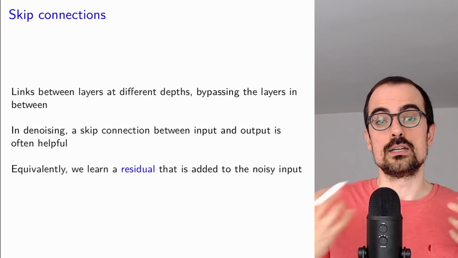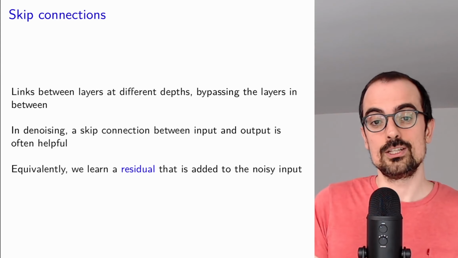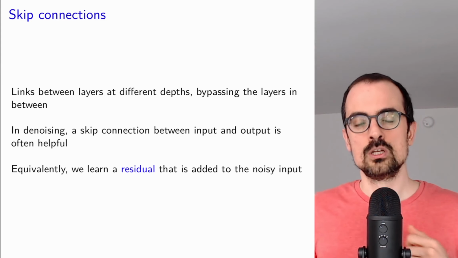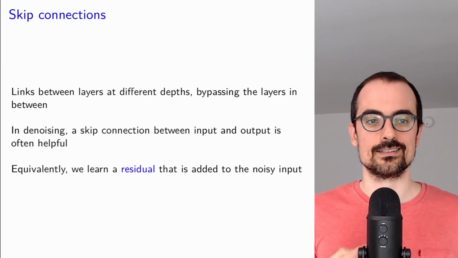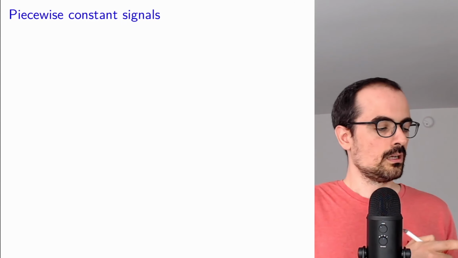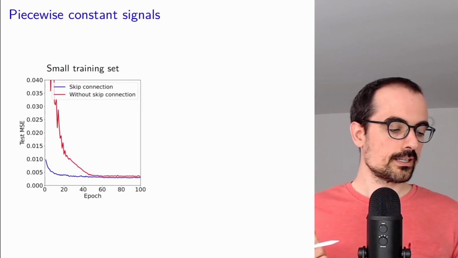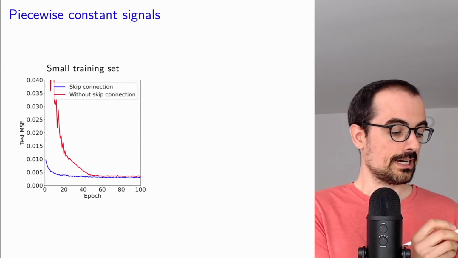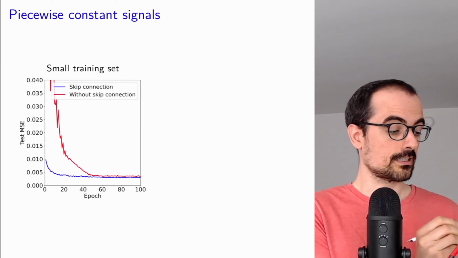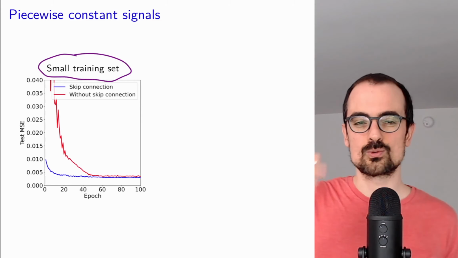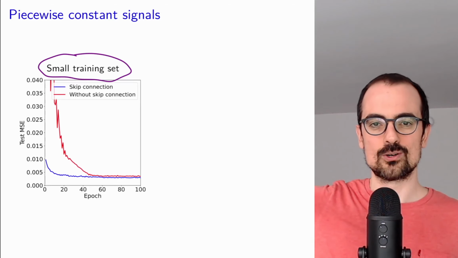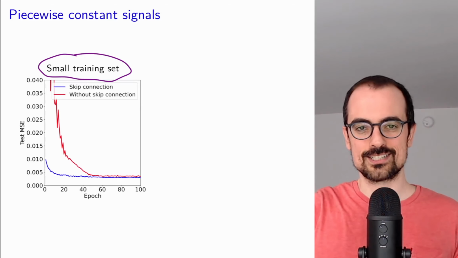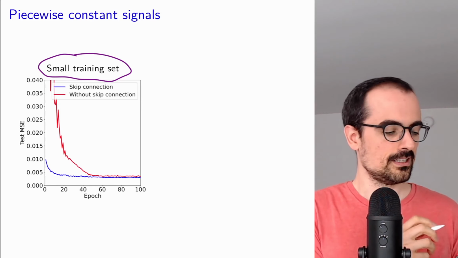In a way, the network learns the residual that needs to be added to the noisy input to estimate the clean signal. So let's take a look at what happens when we train a network like this for piecewise constant signals. When we use a skip connection and we have a small training set, this actually helps a lot. Again, because the network doesn't have to learn how to recreate the whole signal at the end. It already has access to the noisy signal, and just correcting it apparently is easier.